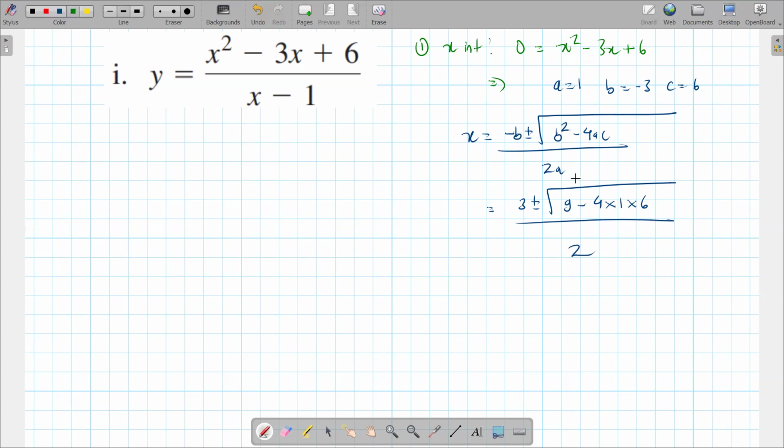Now I want your attention just here on this one section. We have 9 minus 24. 6 times 4 is 24. So in this square root, we have 9 minus 24, which is the square root of -15. Can we take the square root of -15, or any negative number? Can we square root a negative number?